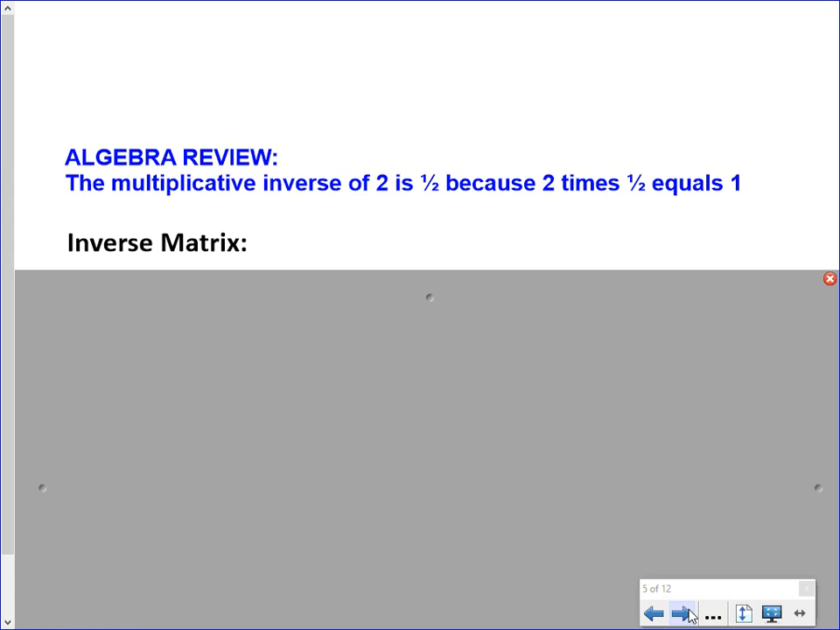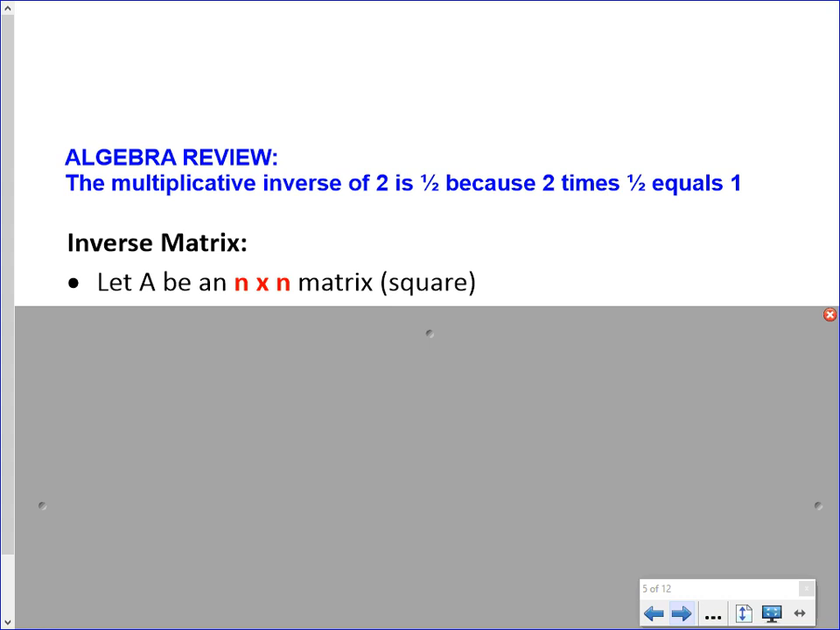So we're going to use that same idea with matrices. So here are things you need to know about inverse matrices. Again, it has to be a square matrix. Only square matrices have inverses.